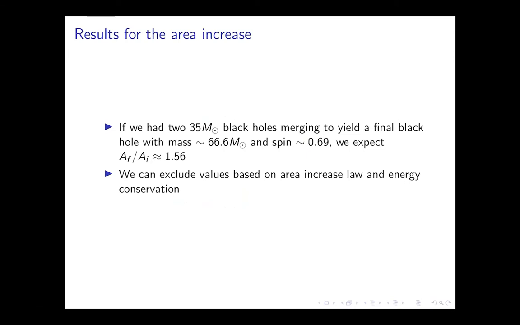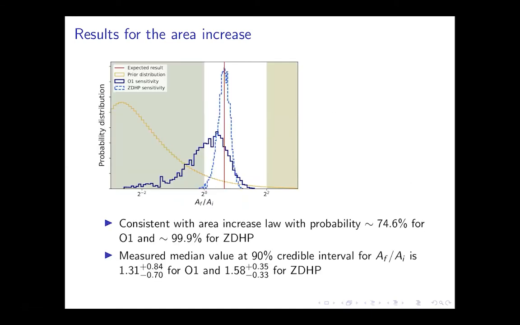And in this example here, we set the numerical simulation to be at equal masses. So this was 235 solar mass black holes, and the final black hole would have a spin of about 0.69. Based on the numerical simulation, you expect the ratio of the final to the initial area to be 1.56. And this is something you can check now based on this strategy that I mentioned. So this shows an example result.